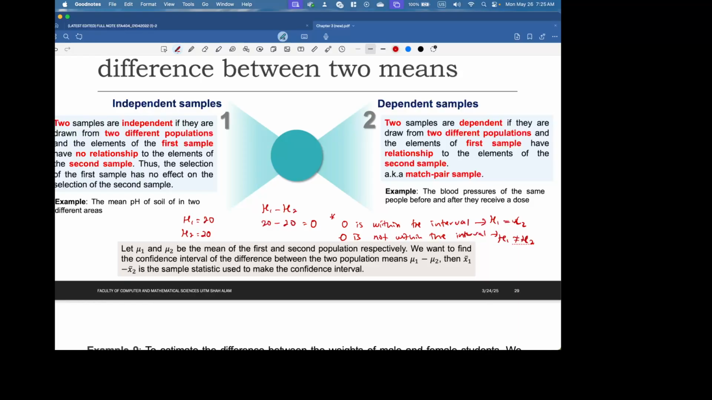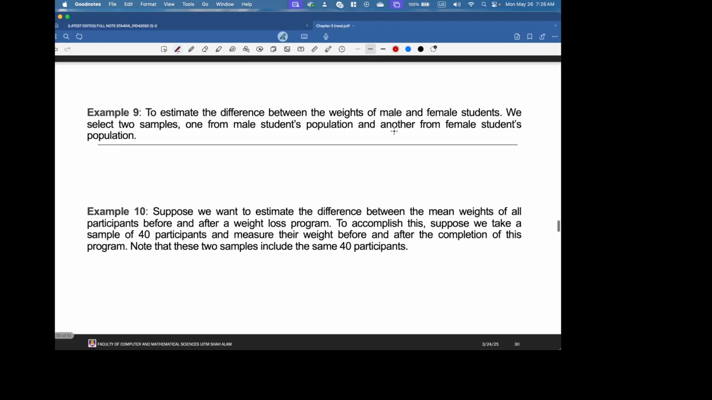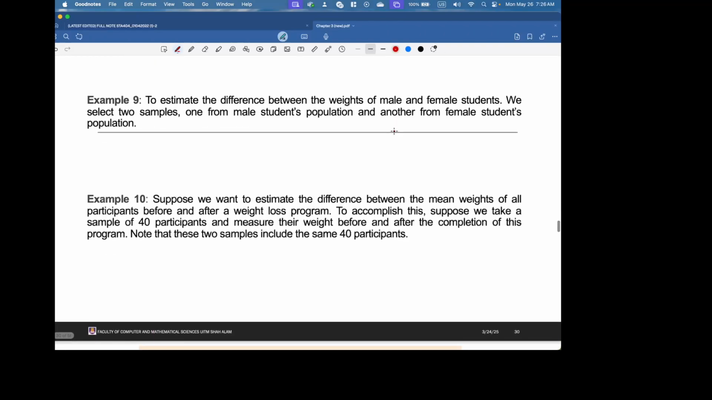Alright, and we still use x bar 1 and x bar 2 to calculate the confidence intervals. So the concept is still the same. To clearly explain this, I will discuss this example in the next video. Okay, so I will stop here and we will continue with examples.